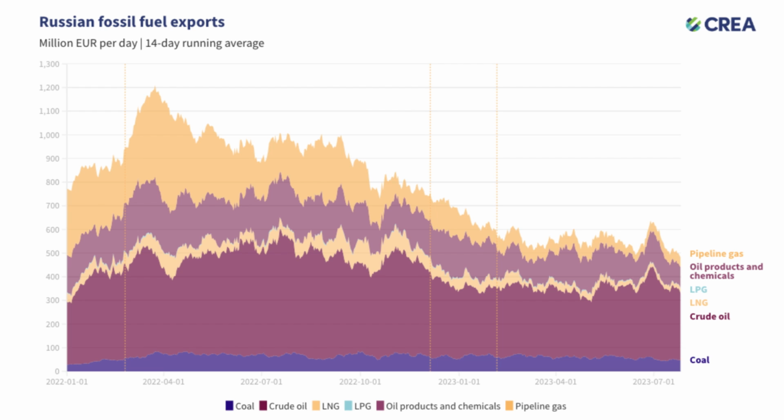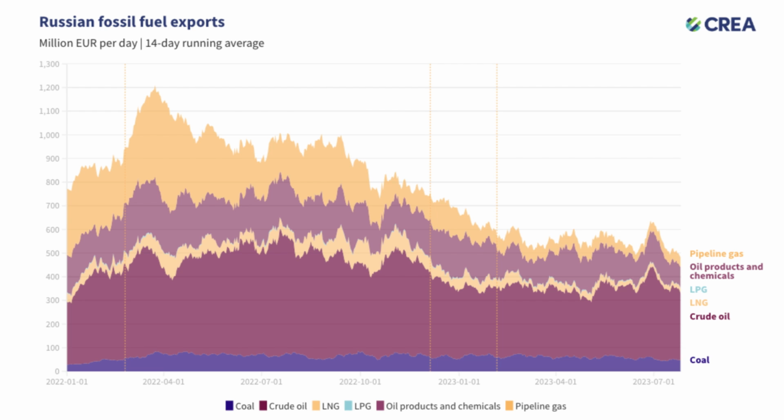Now, in terms of the colour coding on this chart, the blue section at the bottom represents the value of coal exports. The large purple section above that represents the value of crude oil, which is obviously the biggest single export that Russia has. The light brown section above that represents liquefied natural gas. There is a very thin blue line representing liquid petroleum gas. The lilac section above that represents refined oil products, and the orangey brown section at the top represents pipeline gas.